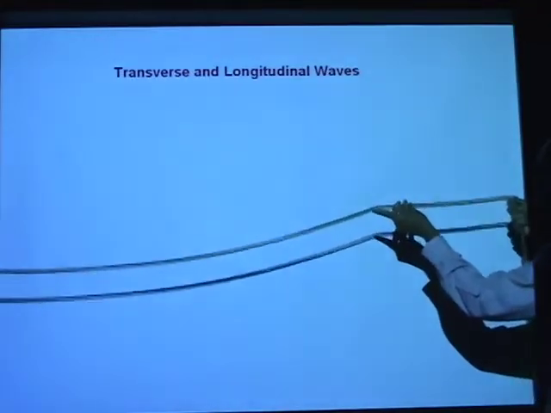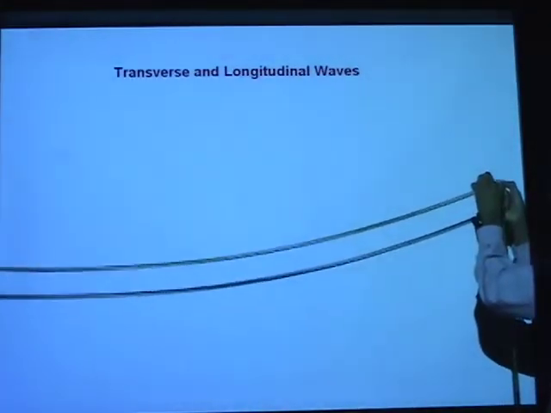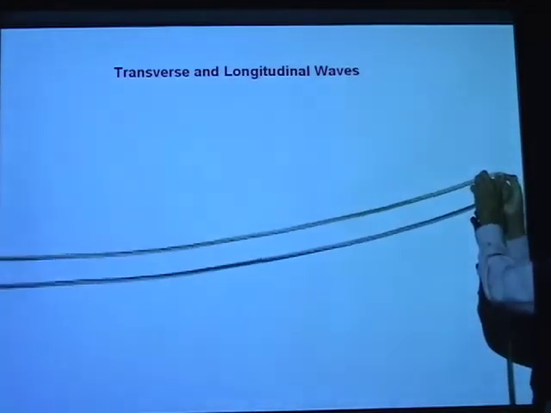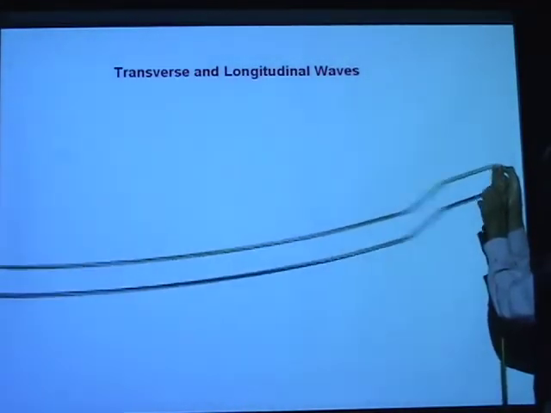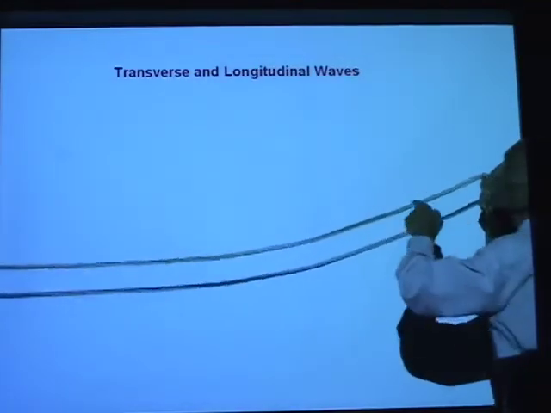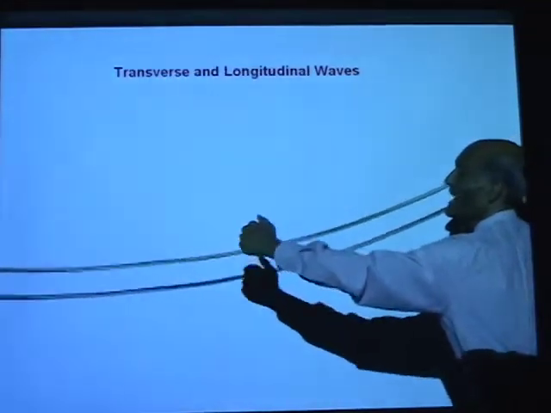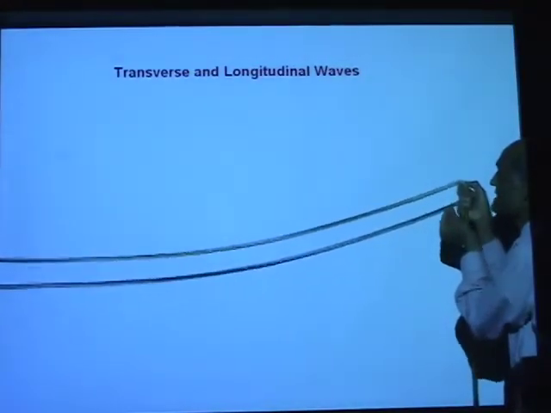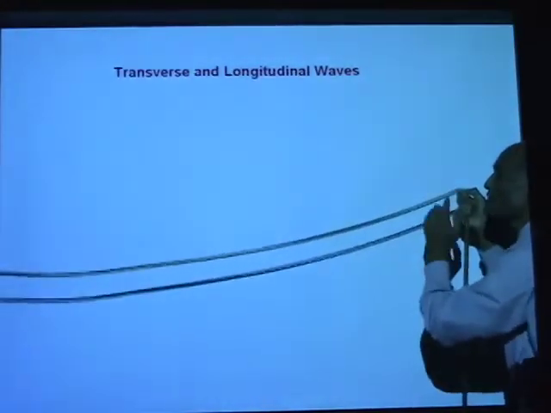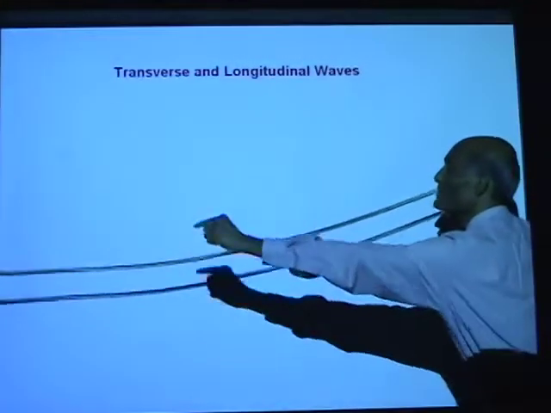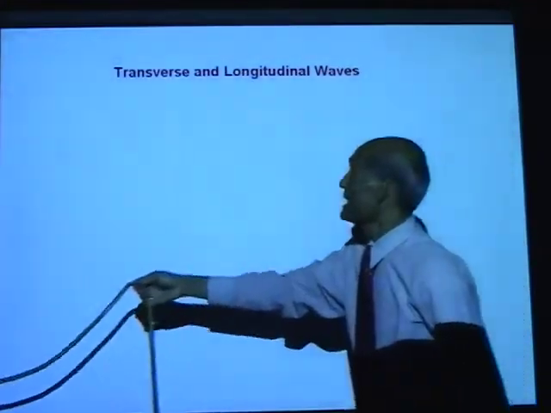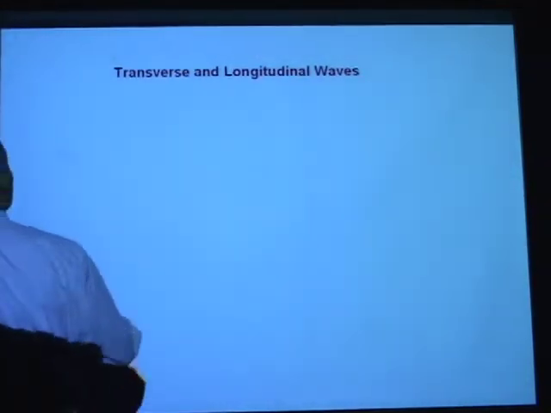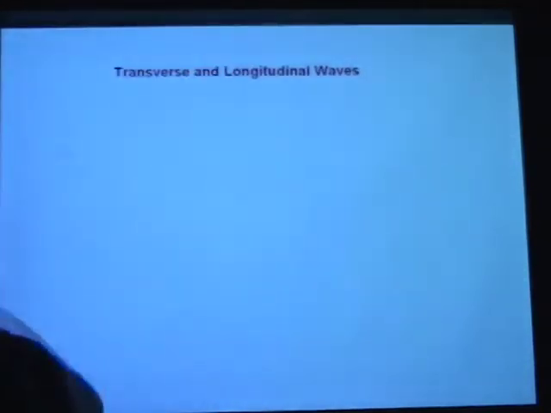Alright, now in this case, if I set the particles into up and down vibration, can you see that? The particles are moving up and down, the wave is advancing at right angles to it. So, when particles are set into up and down vibration, the energy goes at right angles to it. That is one type of wave. We call that a transverse wave.